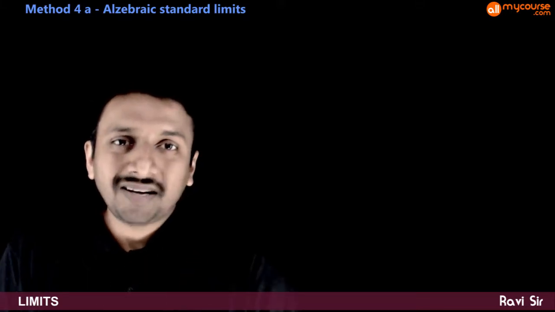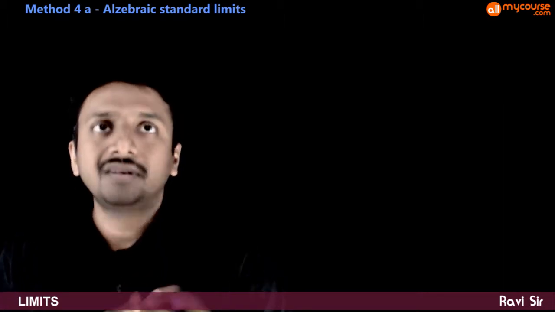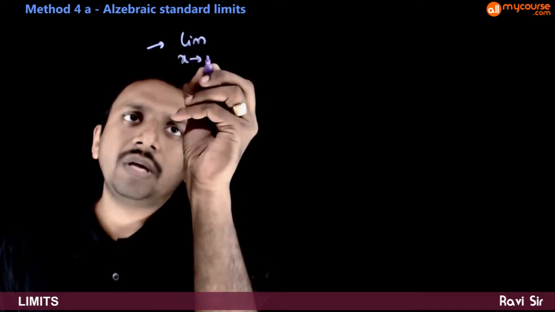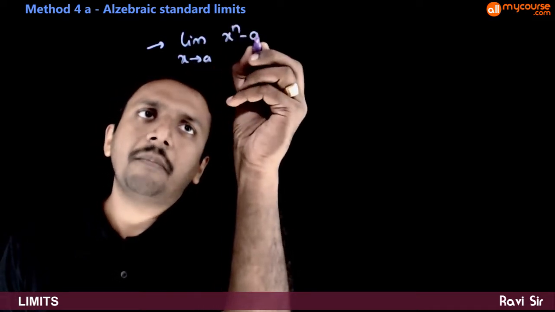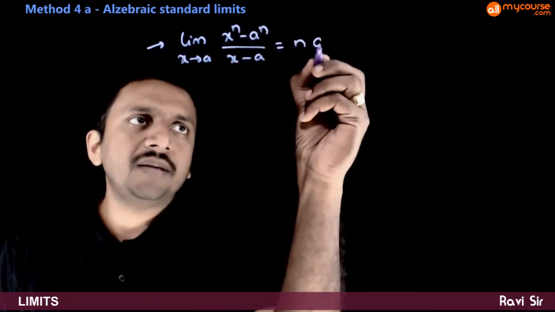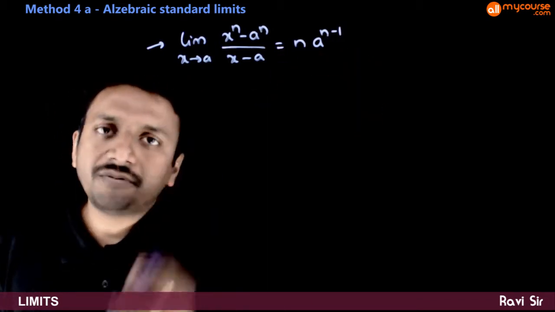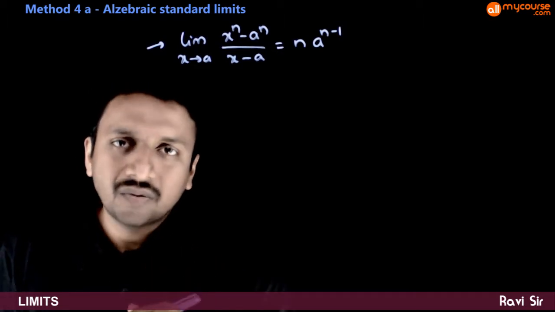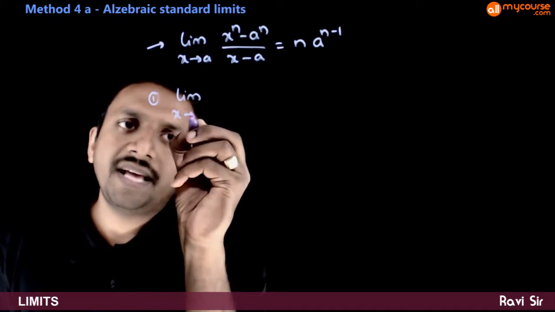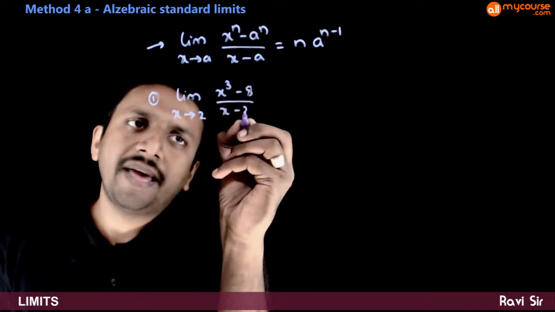So let us try to take some very standard examples on algebraic standard limits. We are going to deal with the formula: limit x tends to a, (x to the power n minus a to the power n) by (x minus a) is equal to n times a to the power n minus 1. So this is our formula. Based on this, how can the questions be asked? You can expect something like this: limit x tends to 2, (x cubed minus 8) by (x minus 2) is equal to what?